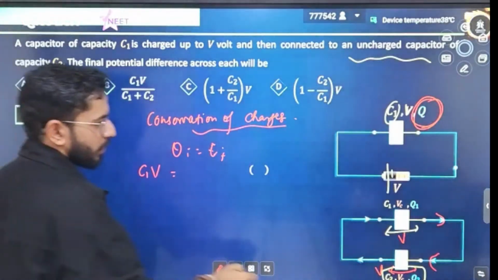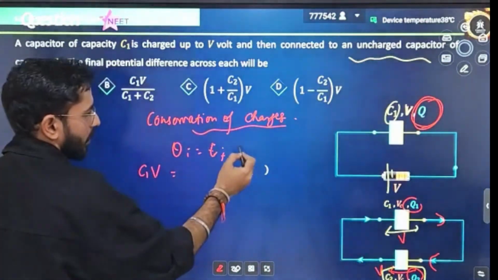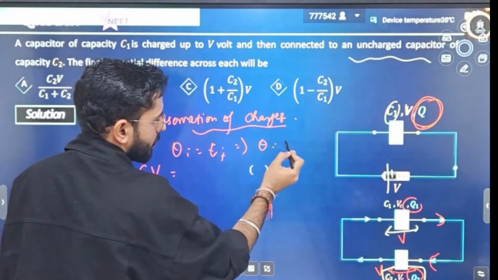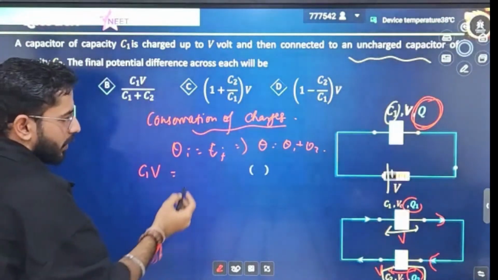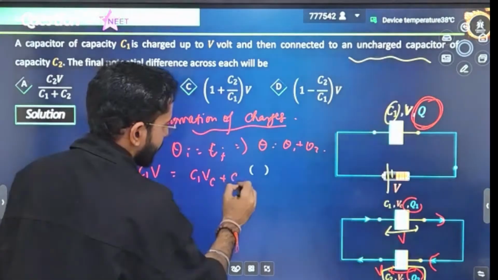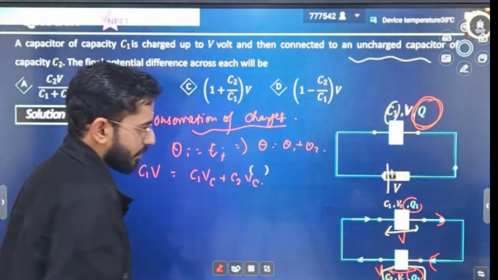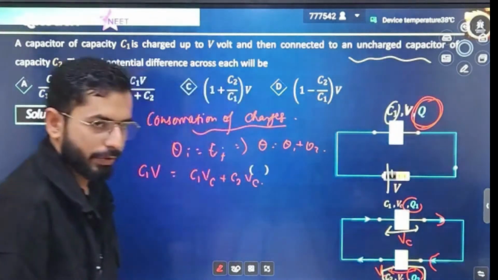Now what is the final charge? You can say the final charge present is Q1 and Q2. Or one more way you can write this is Q is equal to Q1 plus Q2. And how do you write Q1? Q1 can be written as C1 into some V common plus C2 into some V common, because finally the potential that is present here is some common potential that you are going to write.